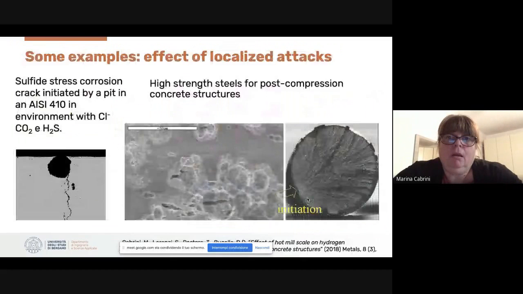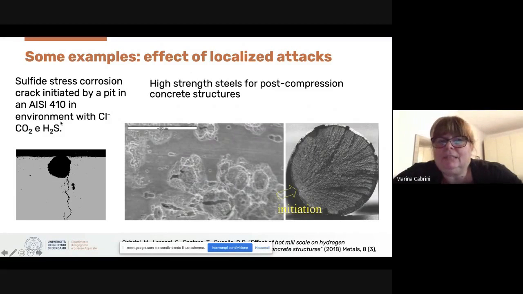This is an example of the localized attack. Generally, stress corrosion cracks start from localized attack. This is an example for a martensitic stainless steel in chloride in the H2S environment. And this is a particular case.